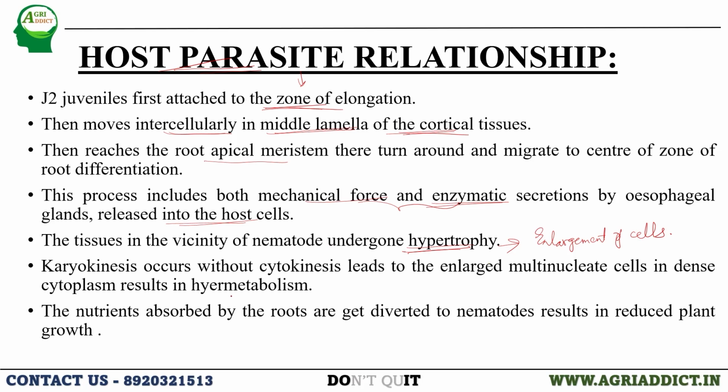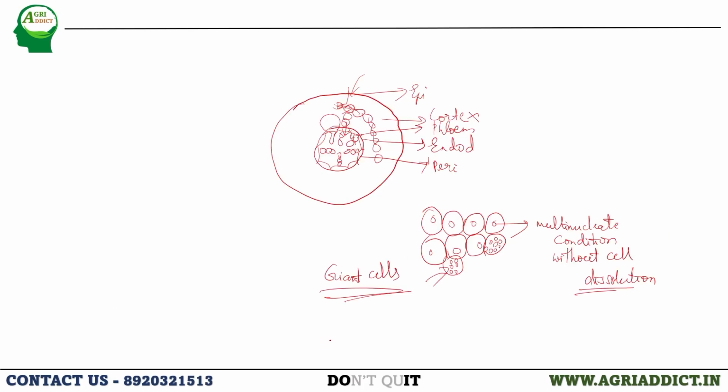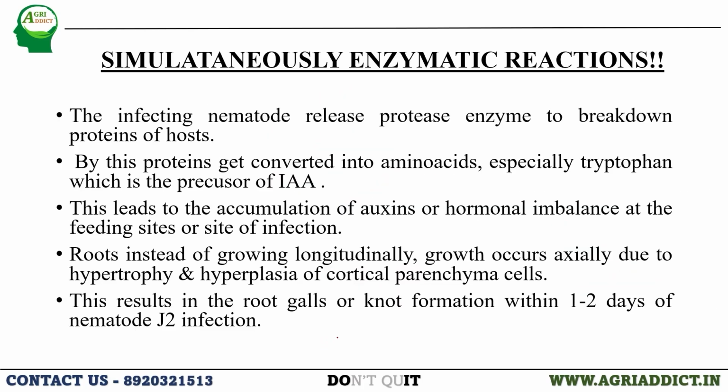This is what is explained here. The nutrients absorbed by the roots get diverted to the nematodes, which results in reduced plant growth, because the plant is unable to take enough nutrients from the root system as the nematodes are feeding. The nematodes are taking the nutrients from the root system, and they are disrupting the vascular tissue, that is xylem and phloem. And how the enzymatic reactions will lead to the formation of hypertrophy and hyperplasia condition.